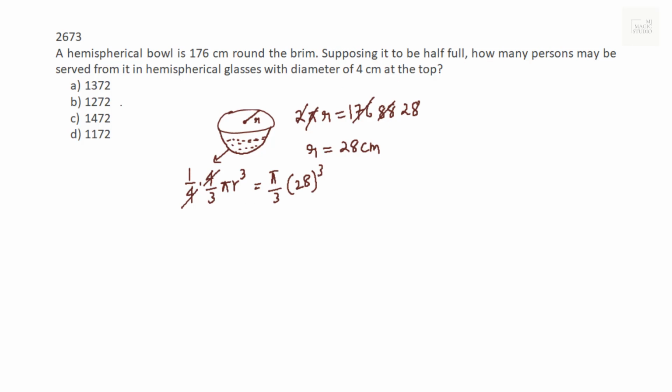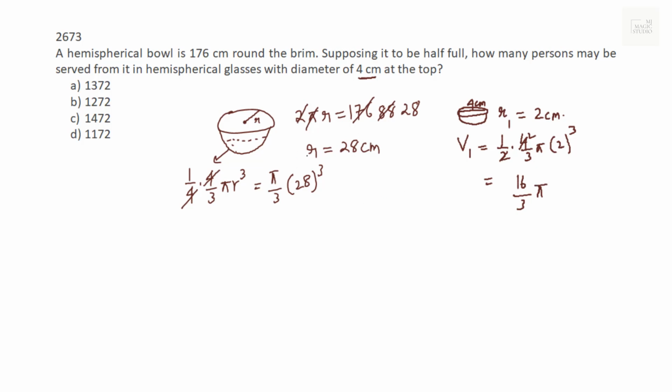How many persons may be served from it in hemispherical glasses with diameter of 4 centimeter at the top? Now we have small cups or glasses where diameter is 4 centimeter. That means radius of these small glasses is 2 centimeter. Volume of each such glass is half of 4 by 3 pi r cube. R is 2 in this case. So that would be 2, 4, 8, 16. 16 by 3 pi.